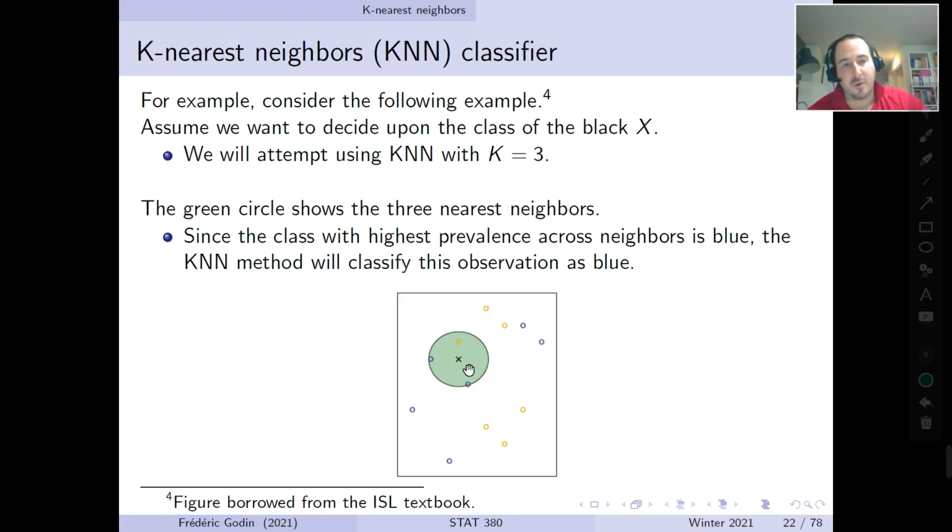For this new data point, based on this methodology, the estimated probability of being orange is 1/3, and the estimated probability of being blue is 2/3, because the proportion of blue observations within the nearest neighbors is 2/3, and the proportion of orange observations within the nearest neighbors is 1/3. Okay, so this simple example illustrates how the k nearest neighbors method works in practice.